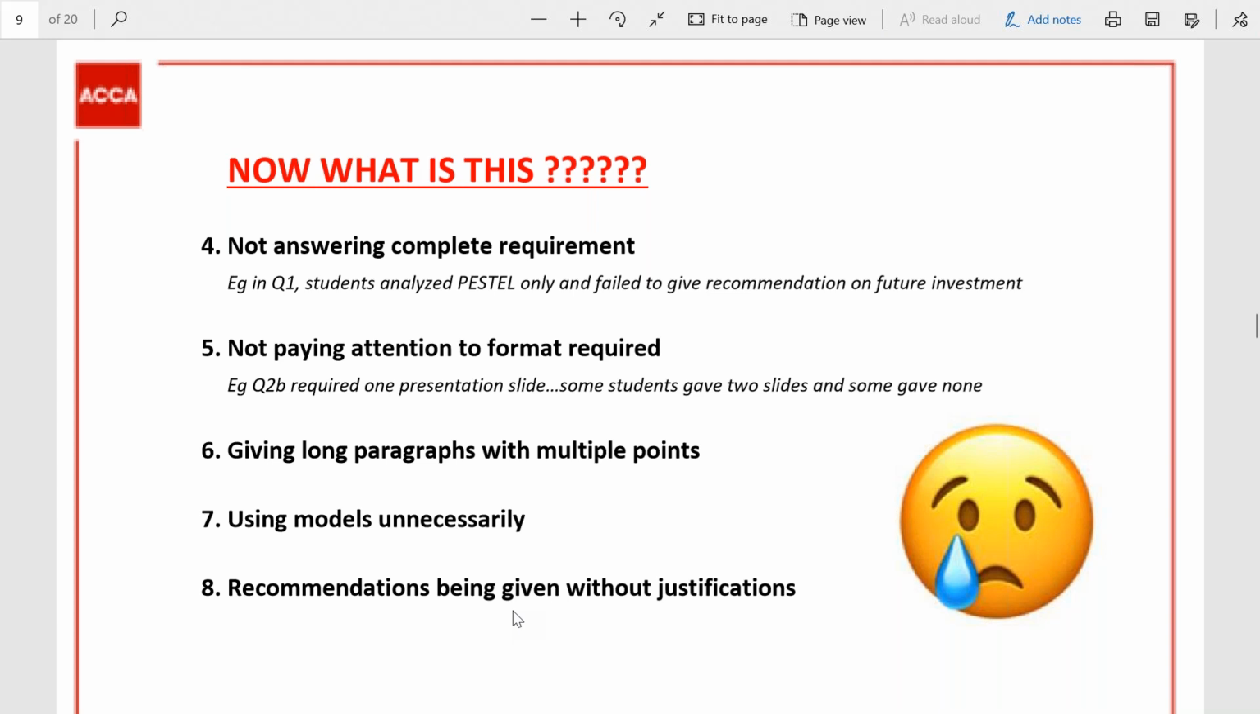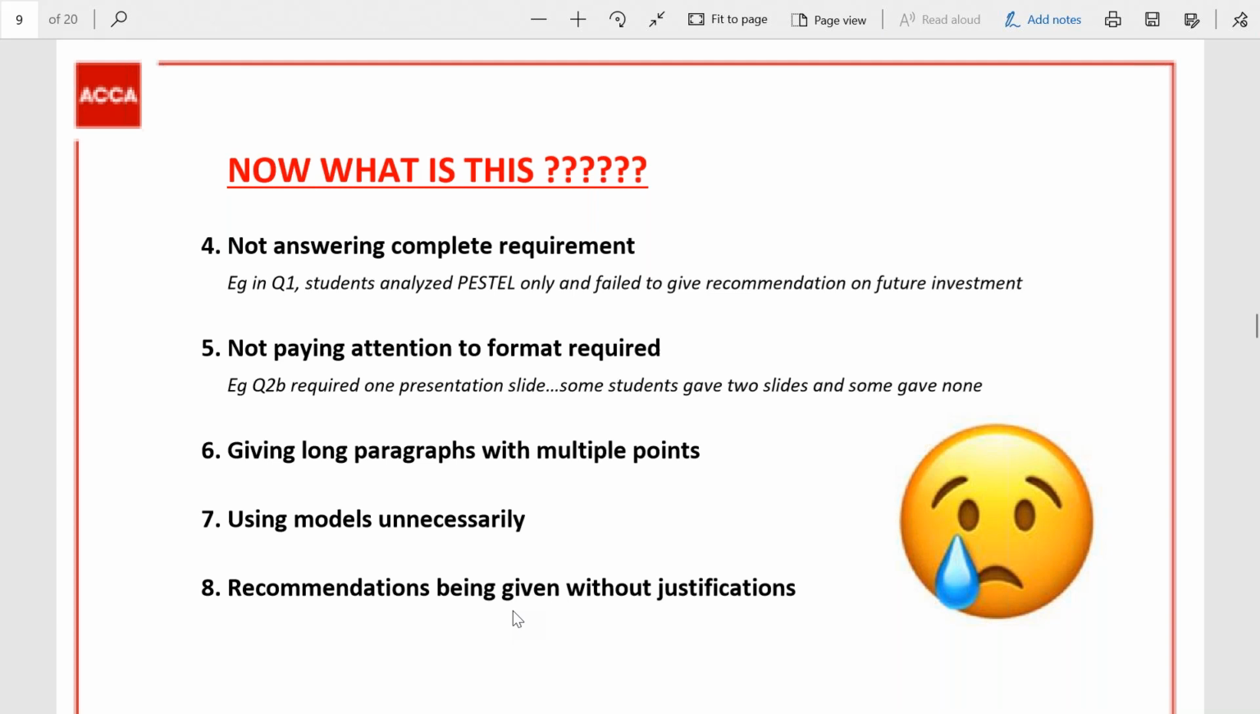Look at point number five, not paying attention to the format required. Now, how is that possible? For example, in question number 2B, one presentation slide was required. Some students gave two slides and some gave none. Oh my God. How do you want me to address this with you guys? These are something which you, and only you, will fix.